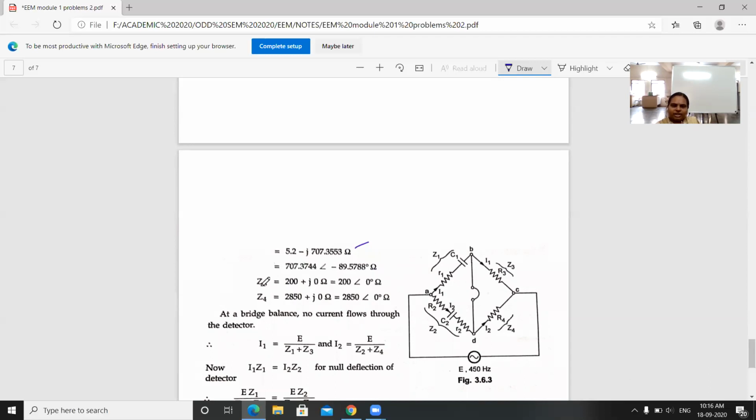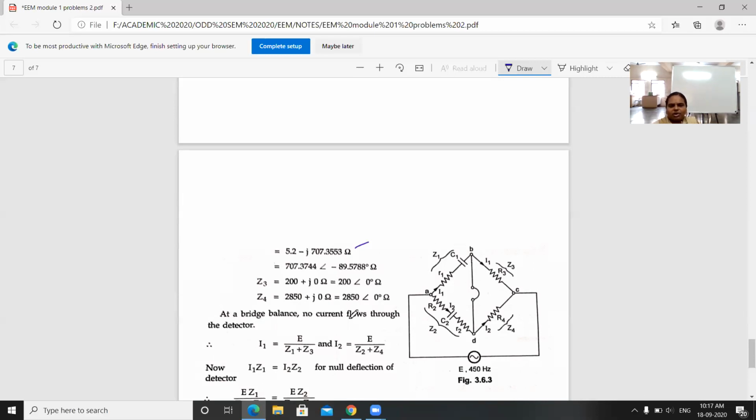And for Z3, it is only the resistance part. So you'll be getting 200 plus j, the imaginary part will be 0, so 200 at an angle of 0 degrees, and Z4 is 208.50 plus j0 ohms because it is not having any reactance terms. Okay, for that reason, you'll be getting 208.50 with the 0 degree.